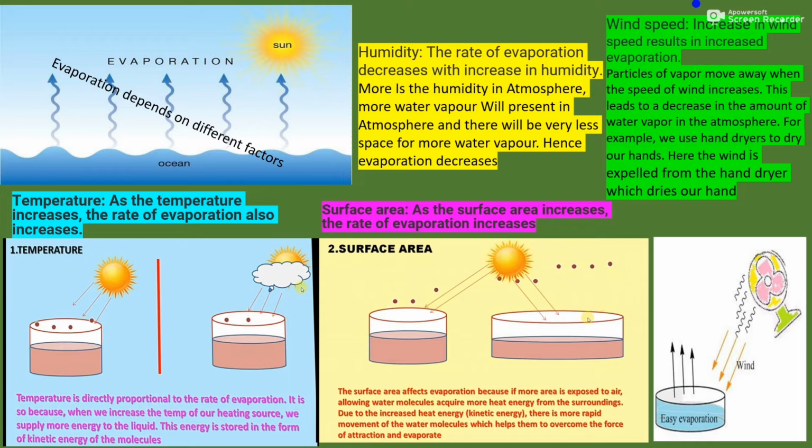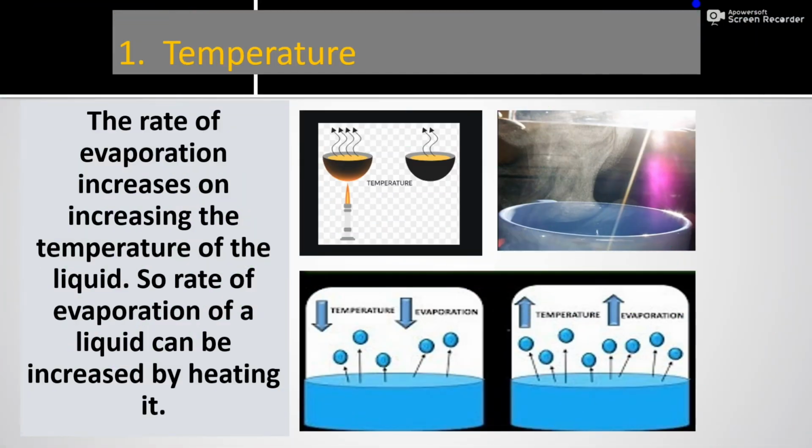Then surface area: as the surface area increases, the evaporation also increases. If more area is exposed to air, water molecules acquire more heat energy from the surroundings. Due to the increased energy, there is more rapid movement of the water molecules, which helps them overcome the force of attraction and evaporate. Then wind speed: an increase in wind speed results in an increase in evaporation. Particles of vapor move away when the speed of wind increases. This leads to a decrease in the amount of water vapor in the atmosphere. For example, we use hand dryers to dry our hands. Here the wind expelled from the hand dryer dries our hands. So when the speed of wind increases, evaporation also increases.